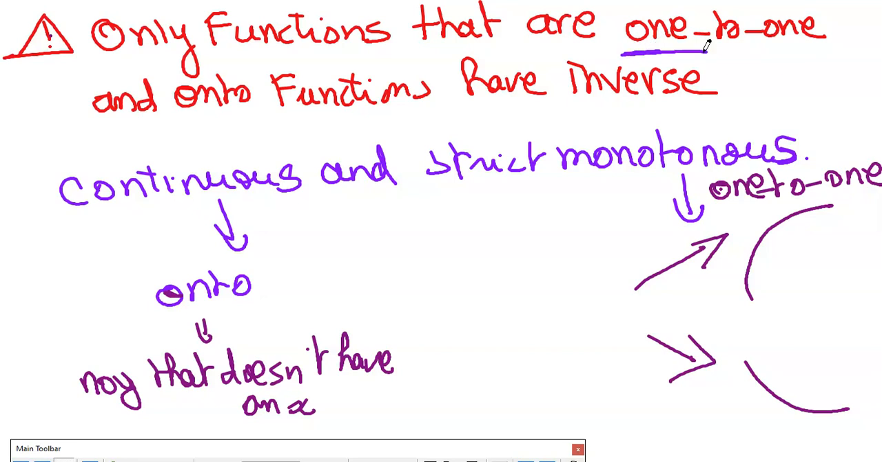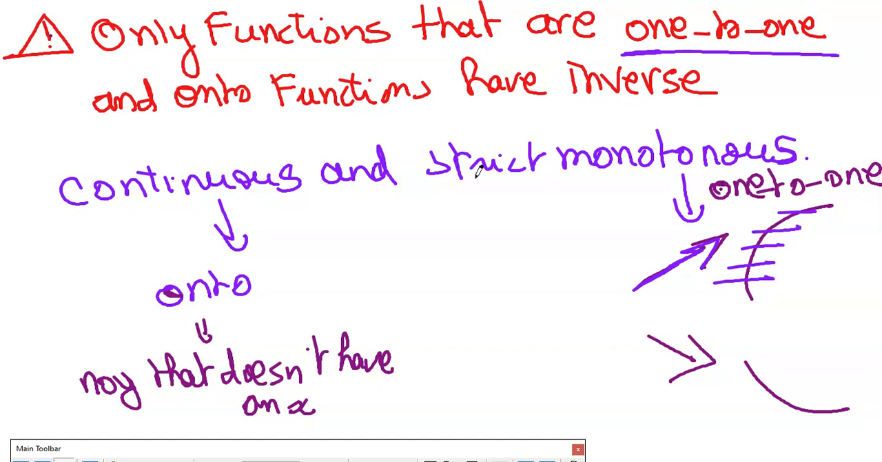Let's review what one-to-one means. When I say one-to-one, it means I don't have a repetitive y. We can say it in another way: strictly monotonous. It means the function is strictly increasing or decreasing. Look at the graph here. When the function is strictly increasing, like this one here, if you do the horizontal line test, it cuts at one point. It means I don't have a repetitive y. It means it's a one-to-one function.